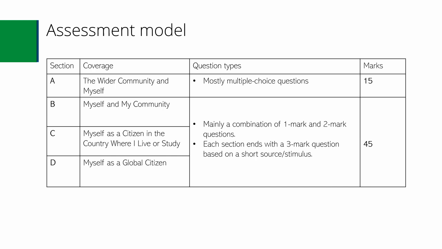Every effort has been made to reduce the reading burden to keep them as short as possible, and there are no hidden hurdles. These are questions that allow students to tell us what they know and to begin to apply their knowledge. We then have three sections with 45 marks overall, using the headings myself and my community, myself as a citizen, and myself as a global citizen. Here there are 1 mark and also more stretching 2-mark questions for the candidates to answer. And every section ends with a 3-mark question based on a short source or stimulus.